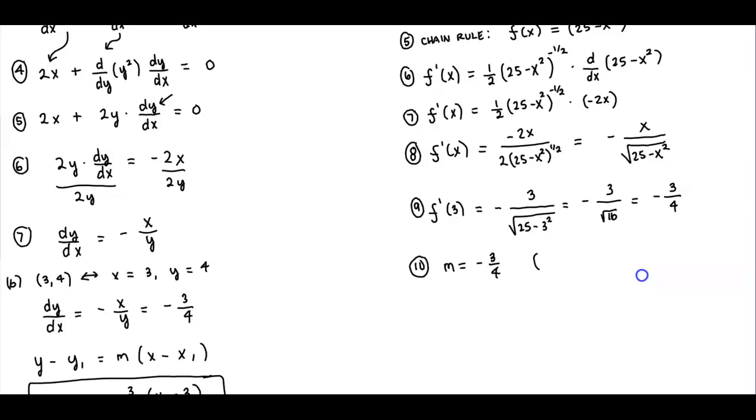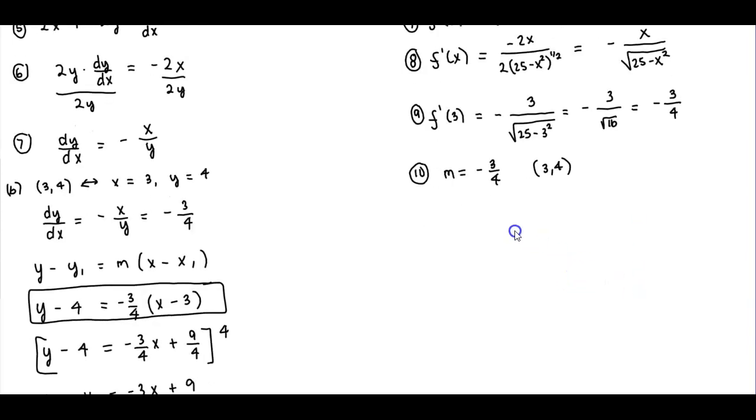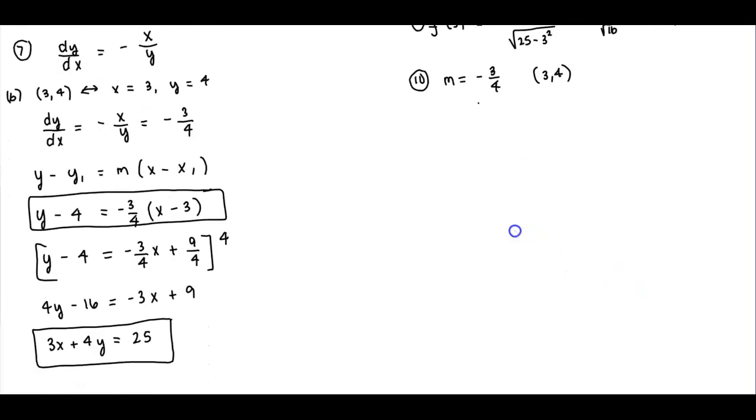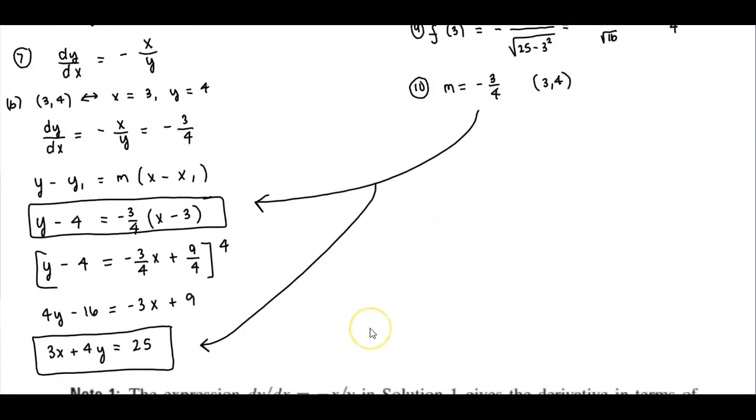Again, we're looking at the point 3, 4, and we're using the point-slope form to get the equation. So we get the same slope as we did over here and the same point.